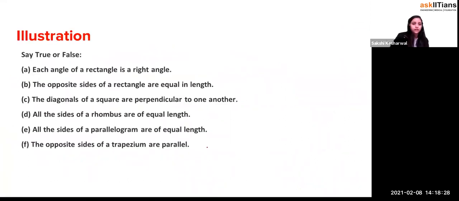Coming to the next slide. Okay, now let's do the true and false. Each angle of a rectangle is a right angle. Yes, it's true, right? The opposite sides of a rectangle are equal in length. Yes, it's true again. The diagonals of a square are perpendicular to one another. Yes, they are perpendicular to one another. All sides of a rhombus are of equal length. This is again true, right?